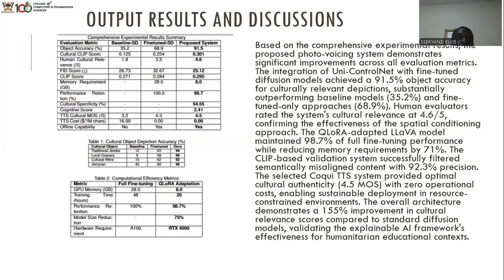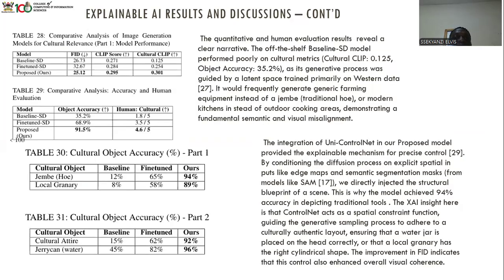Then we have the memory requirement, and the performance retention, among others. So we have the explainable AI results and discussions. We carried out a comparative analysis of the image generation models for cultural relevance. The baseline Stable Diffusion before fine-tuning had an FID of 26.7 and the fine-tuned one had 32.67, and the CultureCLIP score was 0.15 and the fine-tuned one was 0.25.